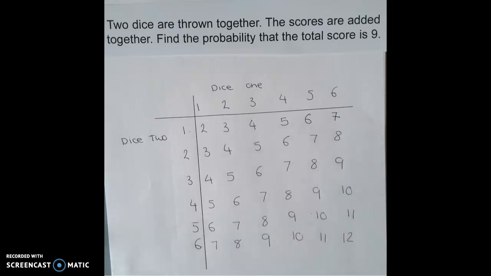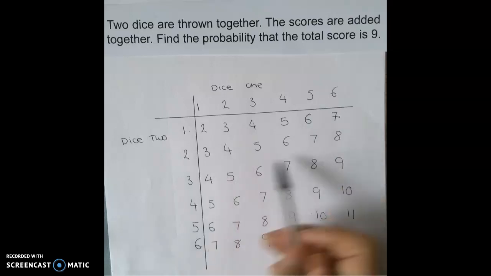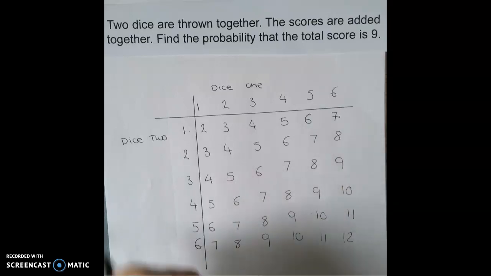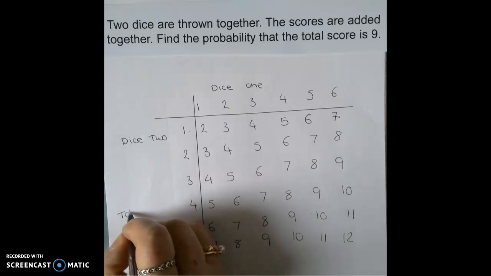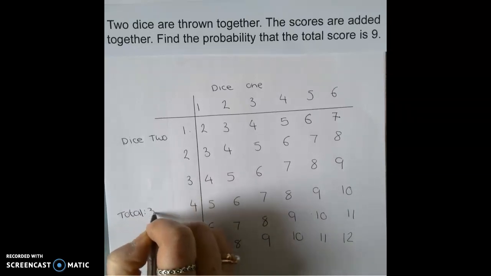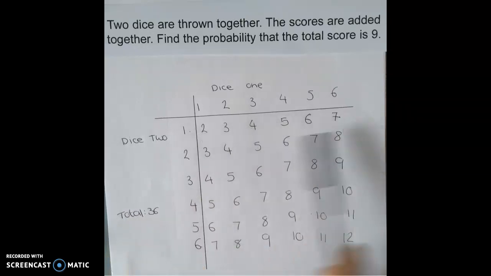And how many different possible outcomes have we got? Yep, that's right. We have 36 different outcomes. So the total number of outcomes is 36. If we added each one of these up, it would all come up to 36 different points on here. Okay, so we have 36 different options.